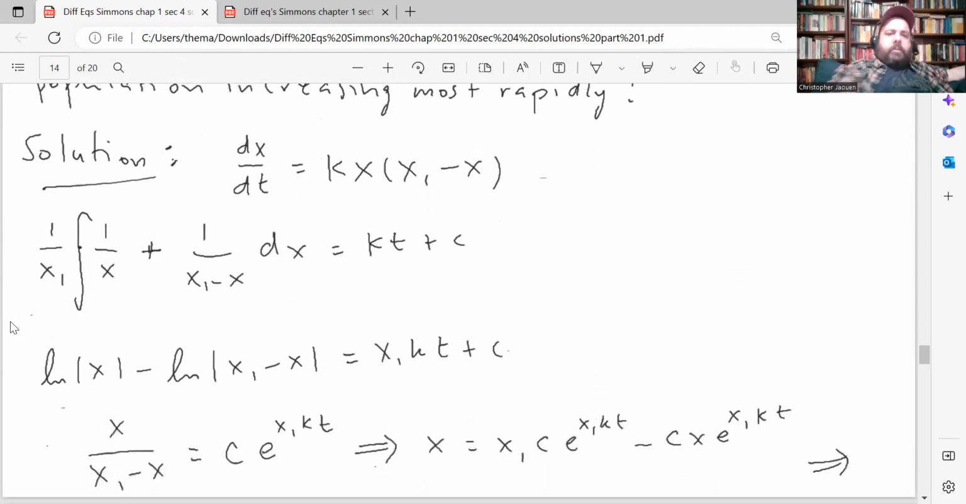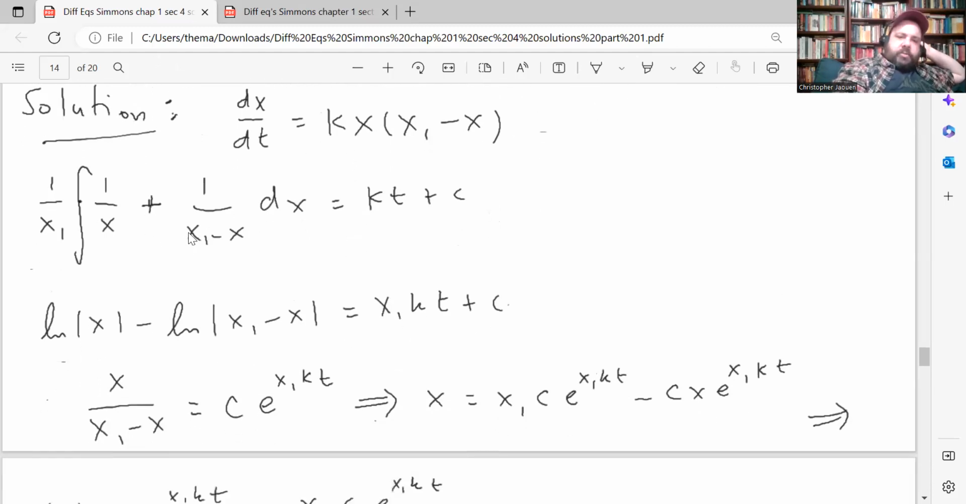So okay, solution: dx/dt is kx times (x1 minus x), because they said that the rate of change was proportional to x times (x1 minus x). So k is the proportionality constant. And then again, you can solve this. Well, actually, solving this is a little bit more complicated. I didn't write all the work for solving this integral because you have to use separation of variables first, and then you use partial fraction decomposition to do the integral on the left hand side.